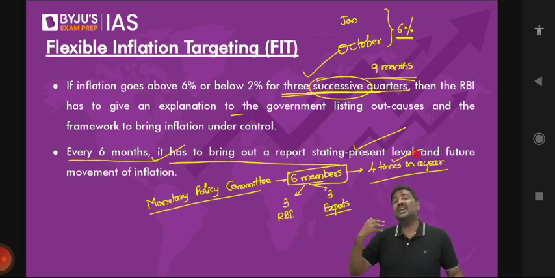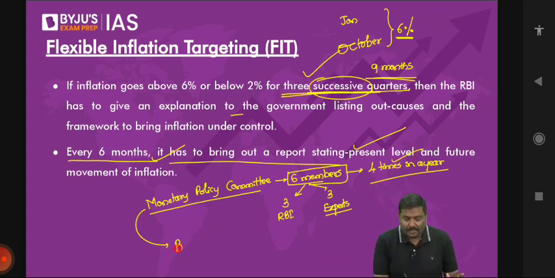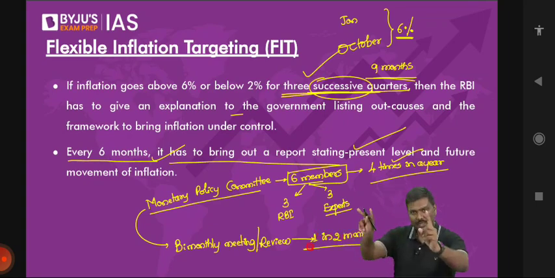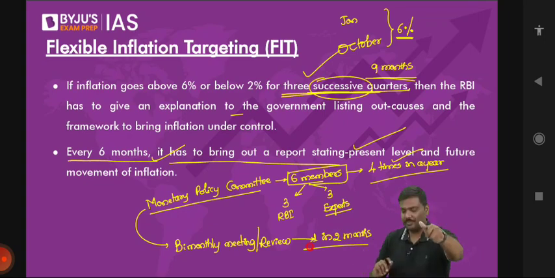Monetary policy will have bi-monthly meetings, or a bi-monthly review is conducted. What do you mean by bi-monthly here? Once in 2 months. Do not be confused here. You're going to meet 1 time in 2 months. So how many months are there? 12 months. So you're going to meet 6 times now. At least 4 times you're supposed to meet, but you're meeting 6 times right now.